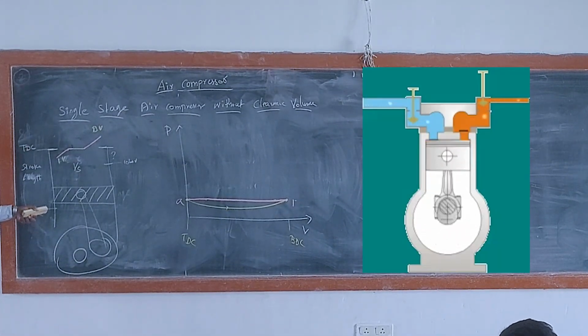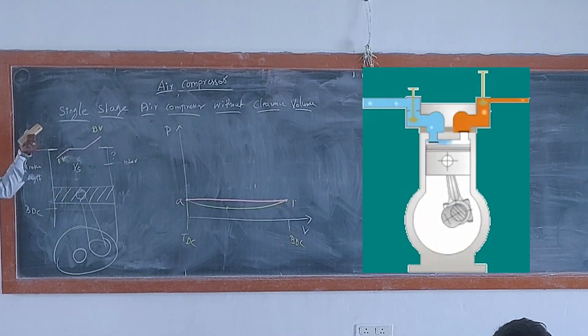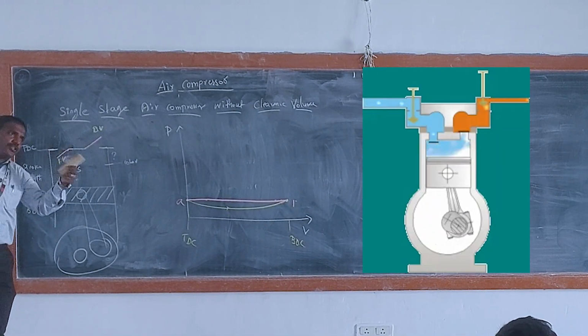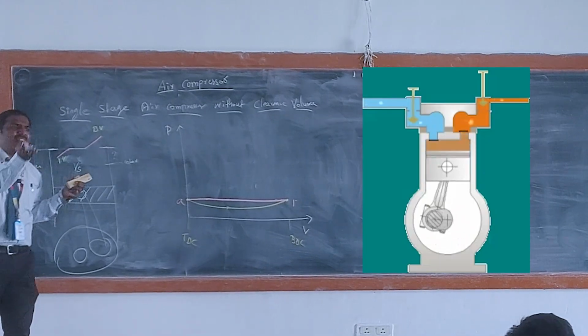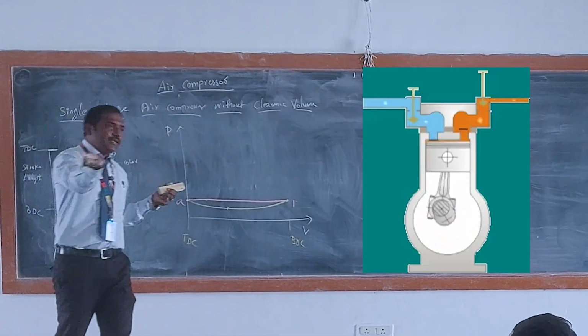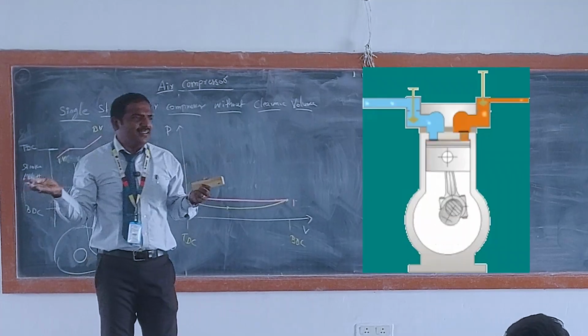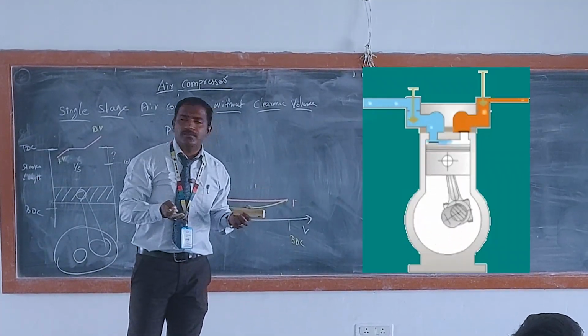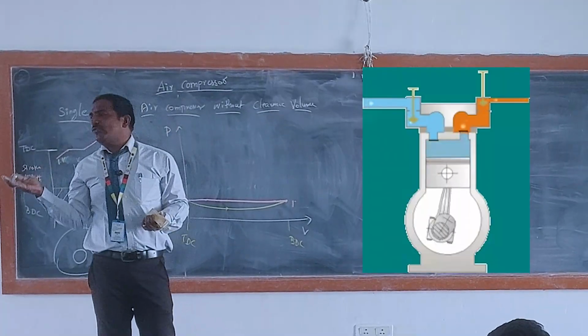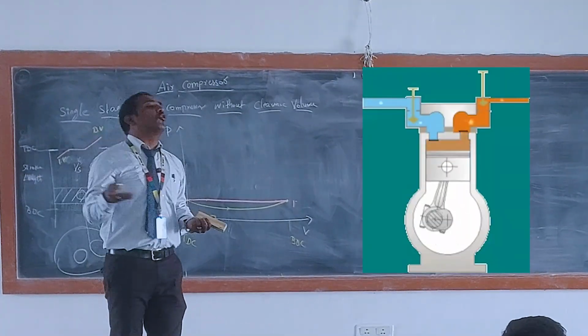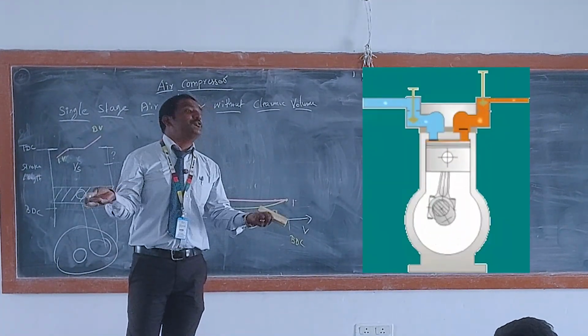Once the piston reaches BDC, it starts to move again towards TDC, right? So both valves will get closed due to the pressure. Got it? Then what happens? Pressure increases, temperature increases, volume decreases. So this compression is called polytropic compression. What we call the actual one.